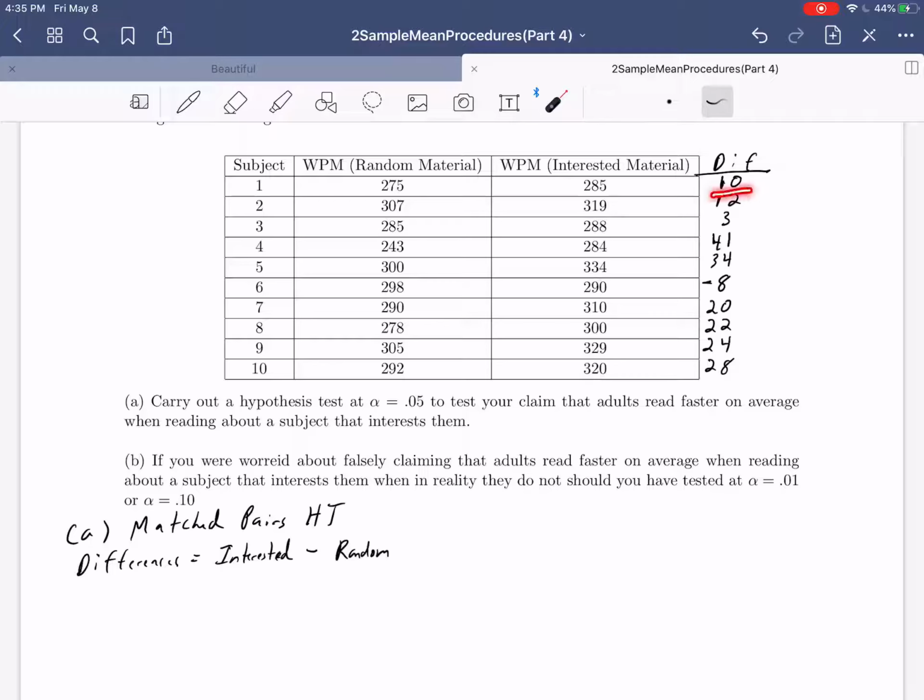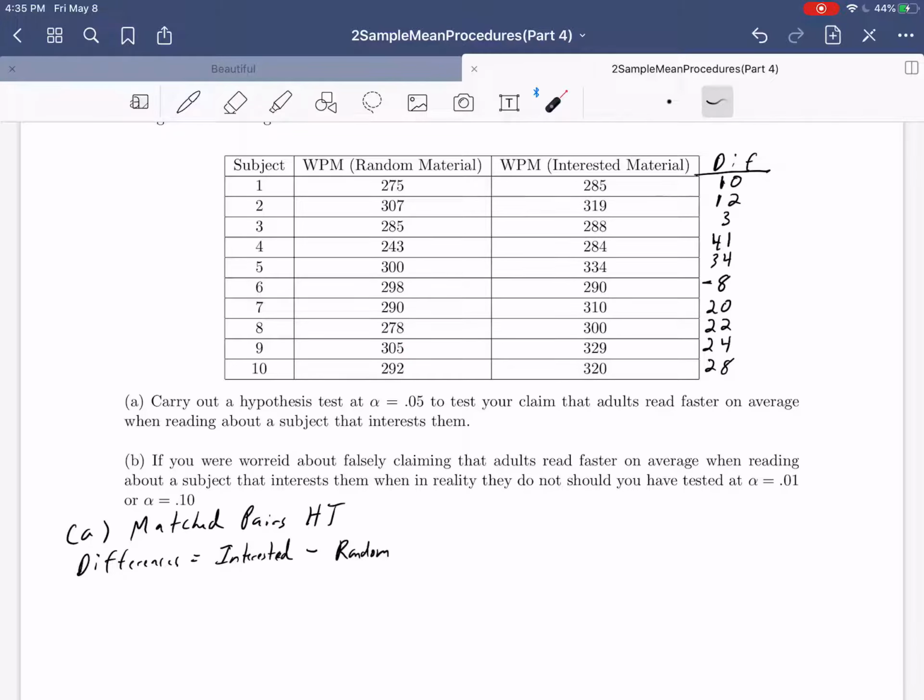Notice that the 10 here indicates that this person read at 10 words per minute faster when they were looking at their interested material. This negative 8 represents that this person actually read 8 words per minute slower when looking at the interested material. Once again, it makes sense why we would be doing matched pairs here. Notice that everybody has pretty different reading speeds. Some people are in the mid to high 200s. This person is in the mid to low 200s. There's people in the 300s, and so on.